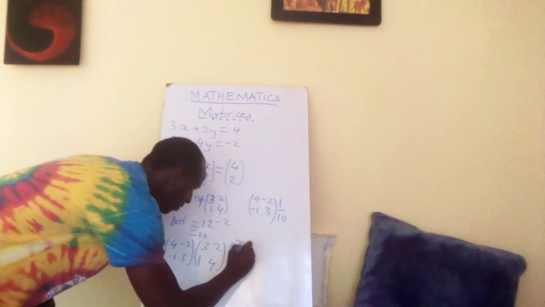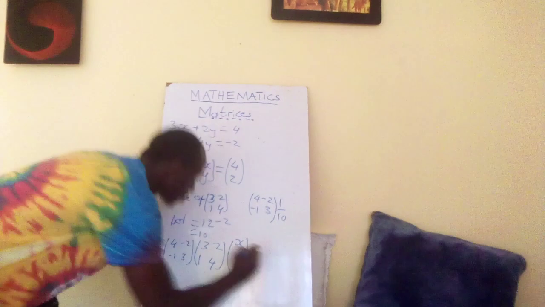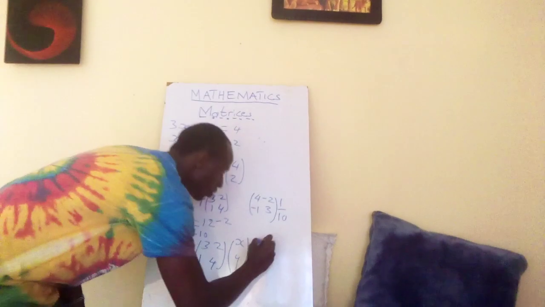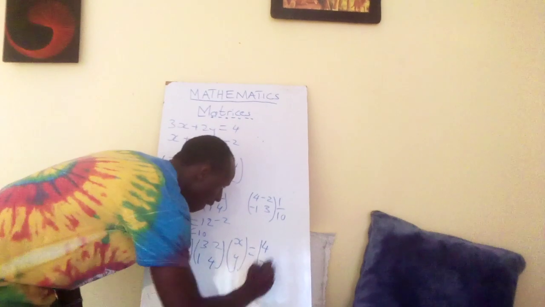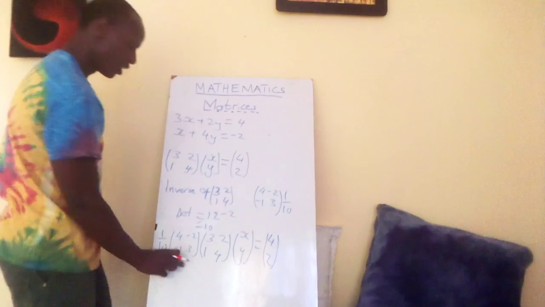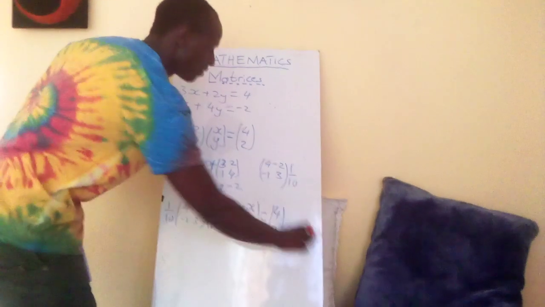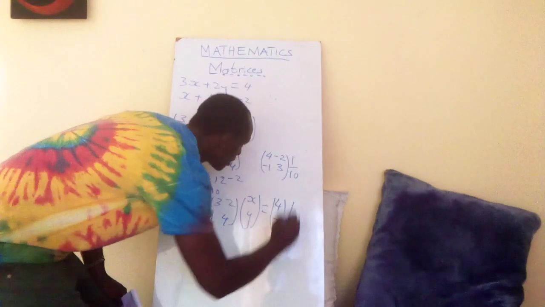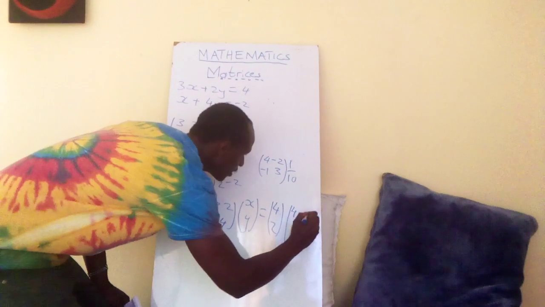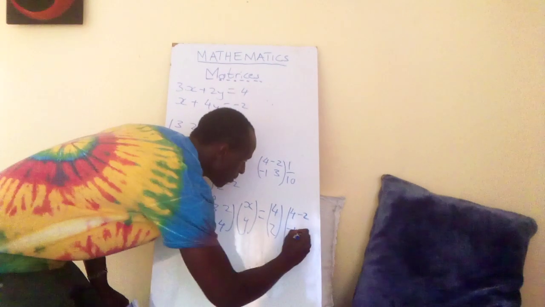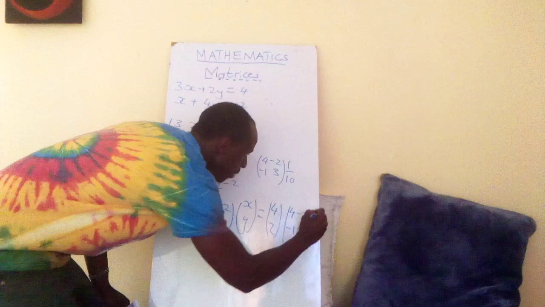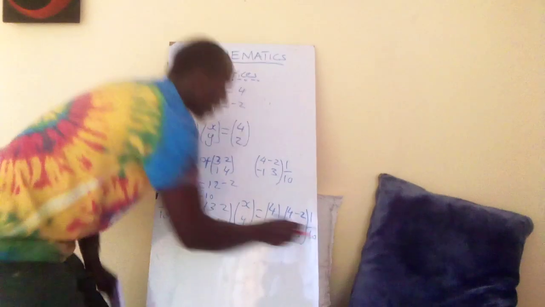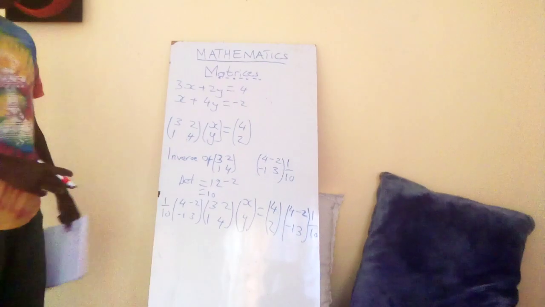xy equals 4, 2. And then since I've introduced the inverse on this side, I'll also introduce the inverse on the other side. So I write it as 4, negative 2, negative 1, 3. Then 1 over 10, where 10 was the determinant.